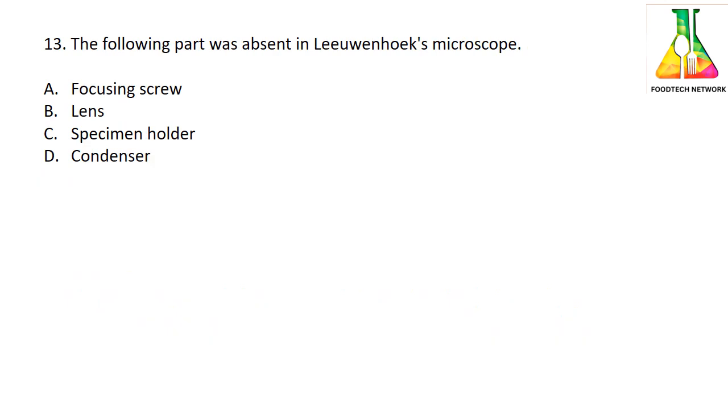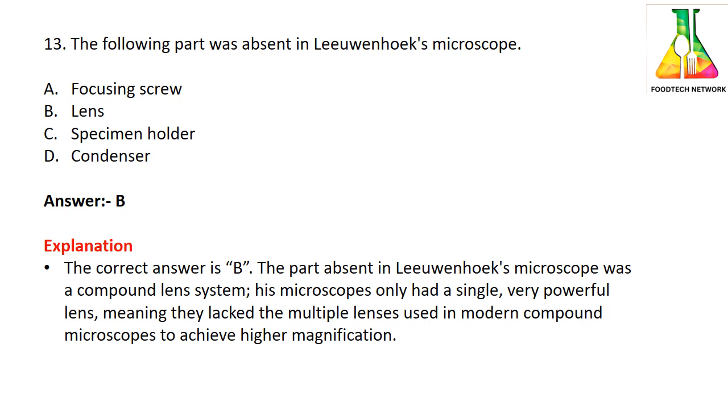Question number 13. The following part was absent in Leeuwenhoek's microscope. Option A focusing screw, option B lens, option C specimen holder, and option D condenser. Option B, that is lens. The part absent in Leeuwenhoek's microscope was a compound lens system. His microscope only had a single very powerful lens, meaning it lacked the multiple lenses used in a modern compound microscope to achieve high magnifications.